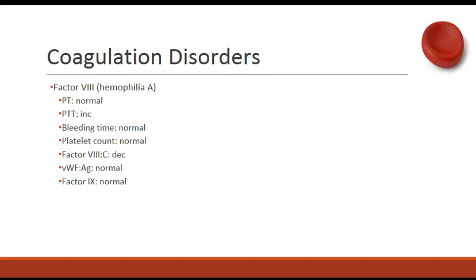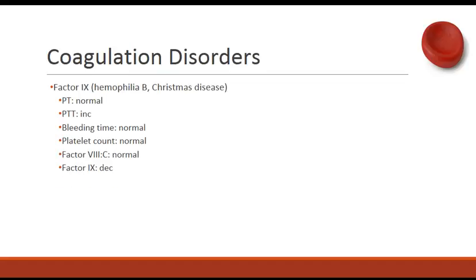Factor 8 is the same thing as hemophilia A, which is the most common type of hemophilia. There are other ones. This one is in the intrinsic pathway, and the PTT tests for that. So the PTT is increased and the PT is normal. Notice the factor 8C, which is a fraction of the factor 8, is decreased.